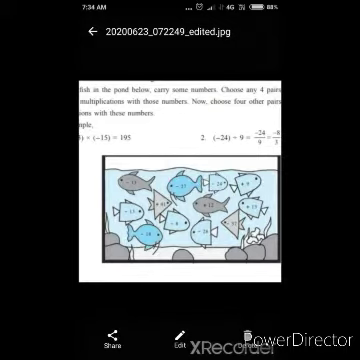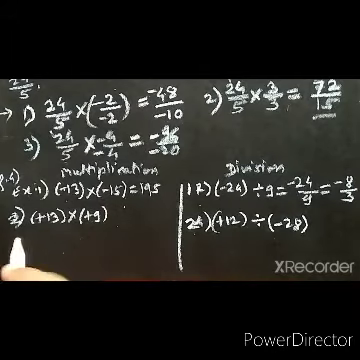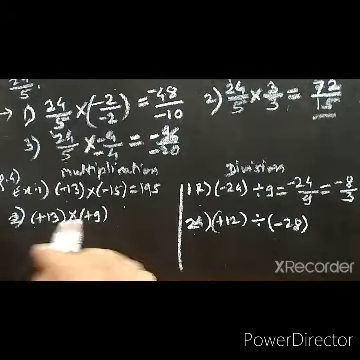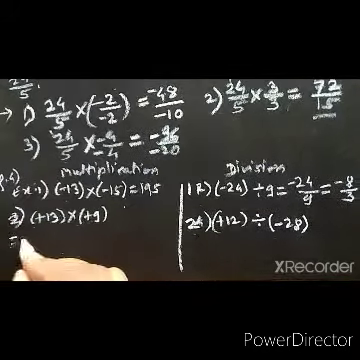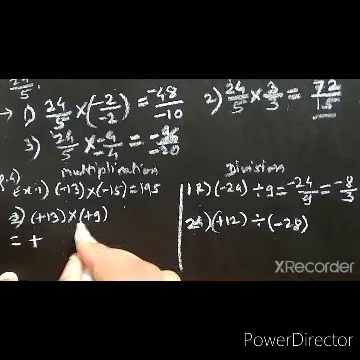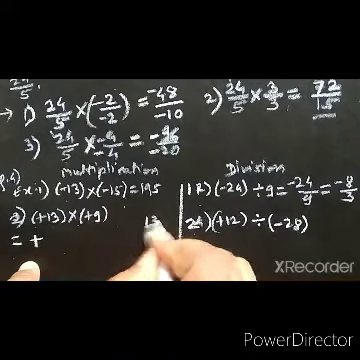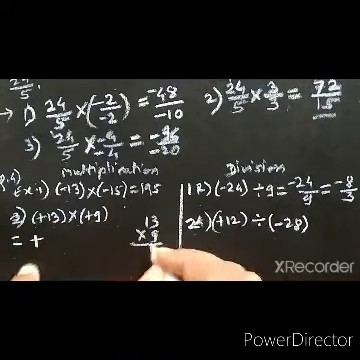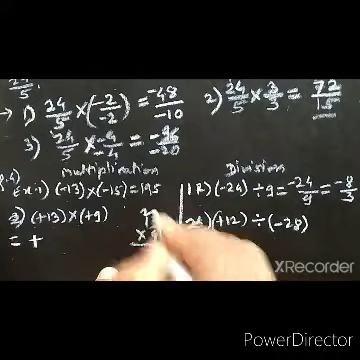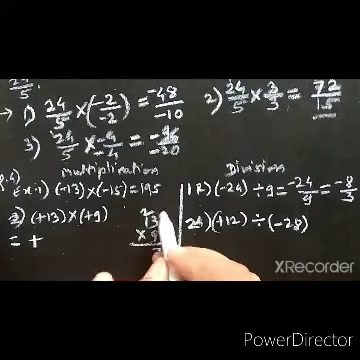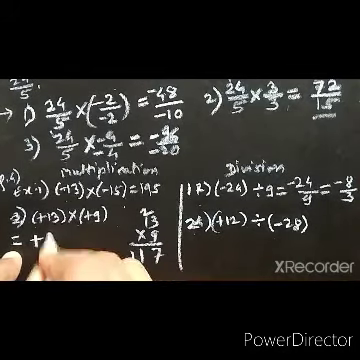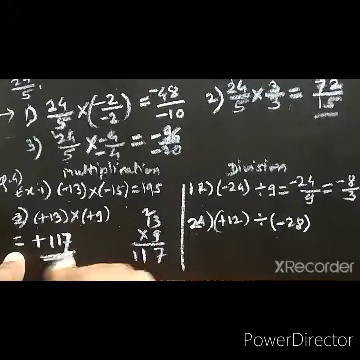Now let us see examples. Let us see an example for multiplication. Number 2, plus 13 into plus 9. Multiplication of positive integers gives a positive integer. So plus 13 into 9. See, 9 3s are 27, 2 carry, 9 1s are 9, plus 2 is 11. So here we got 117.